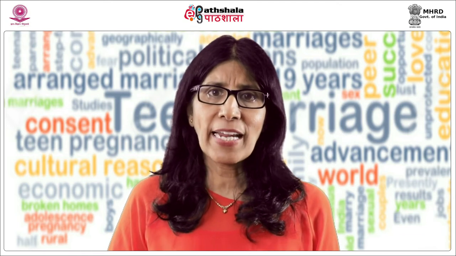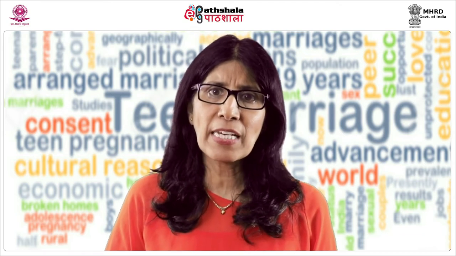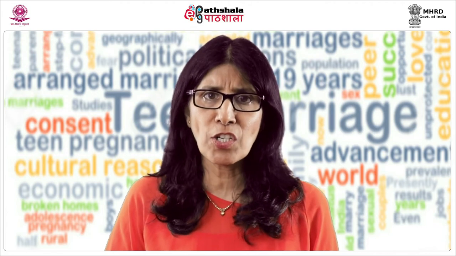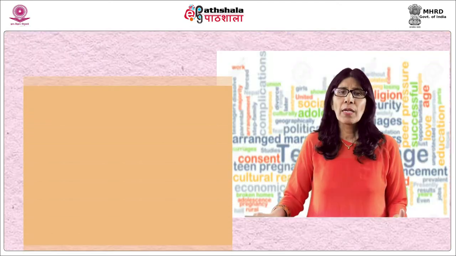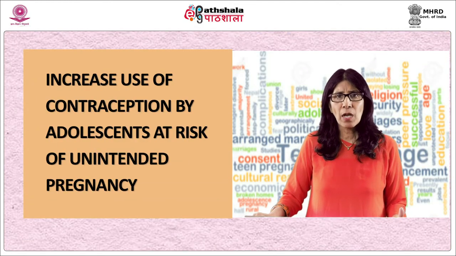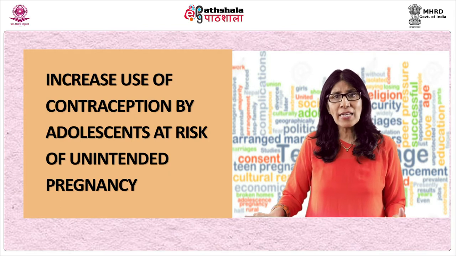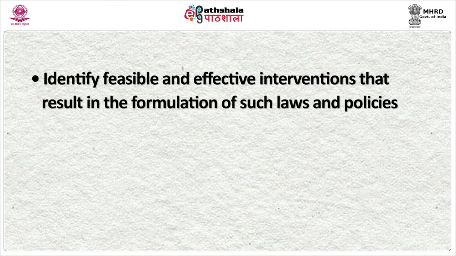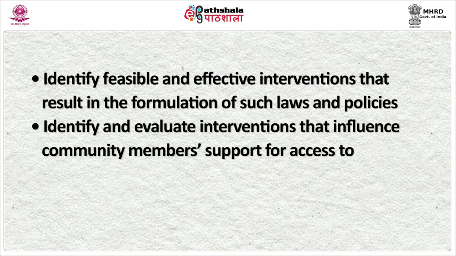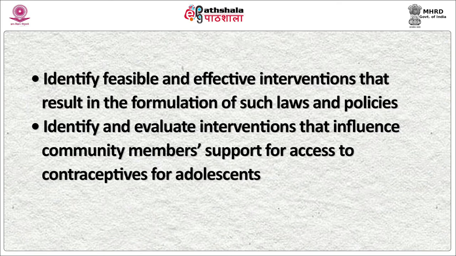Research can also be undertaken to design and assess the feasibility and effectiveness of social support and intervention to reduce repeat pregnancies amongst adolescents. Increase the use of contraception by adolescents at risk of unintended pregnancy. Research can also be undertaken to identify feasible and effective interventions that result in the formulation of such laws and policies, and identify and evaluate interventions that influence community members' support for access to contraceptives for adolescents.